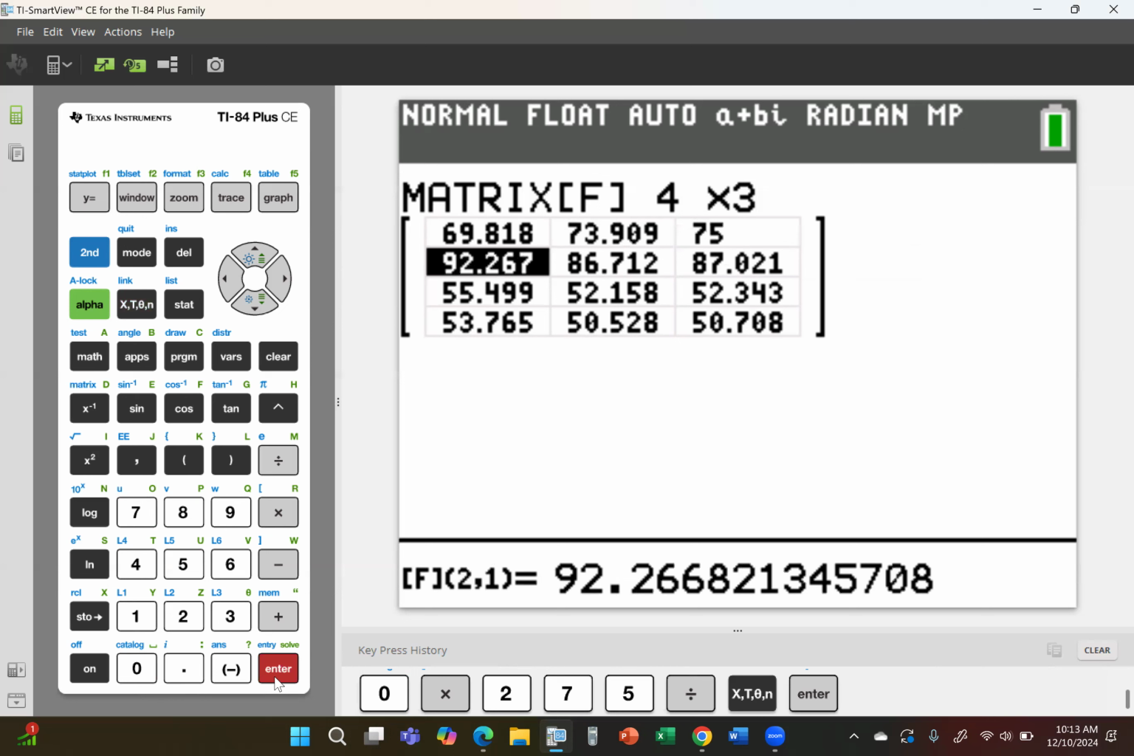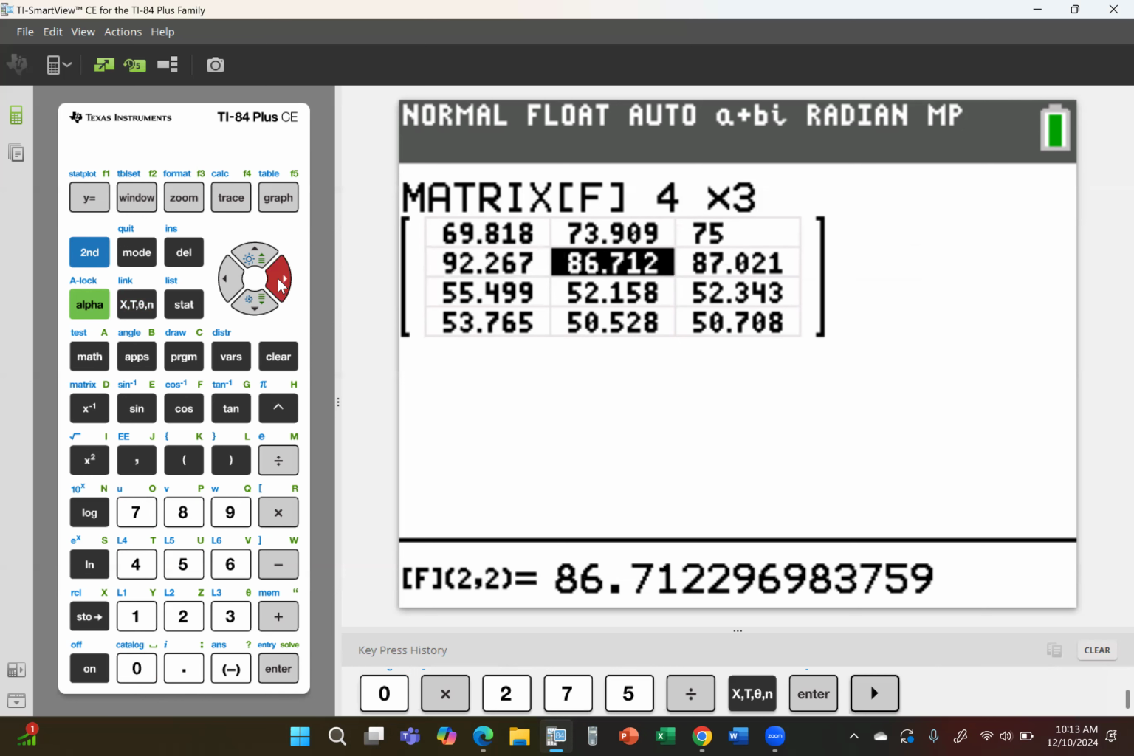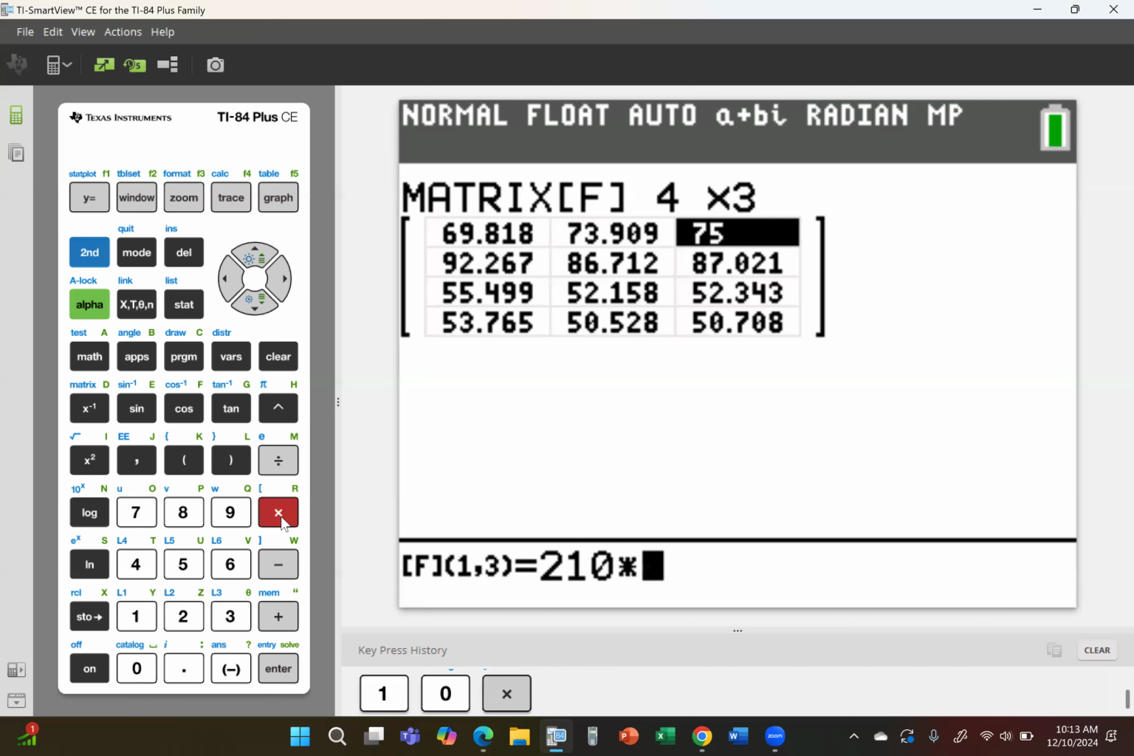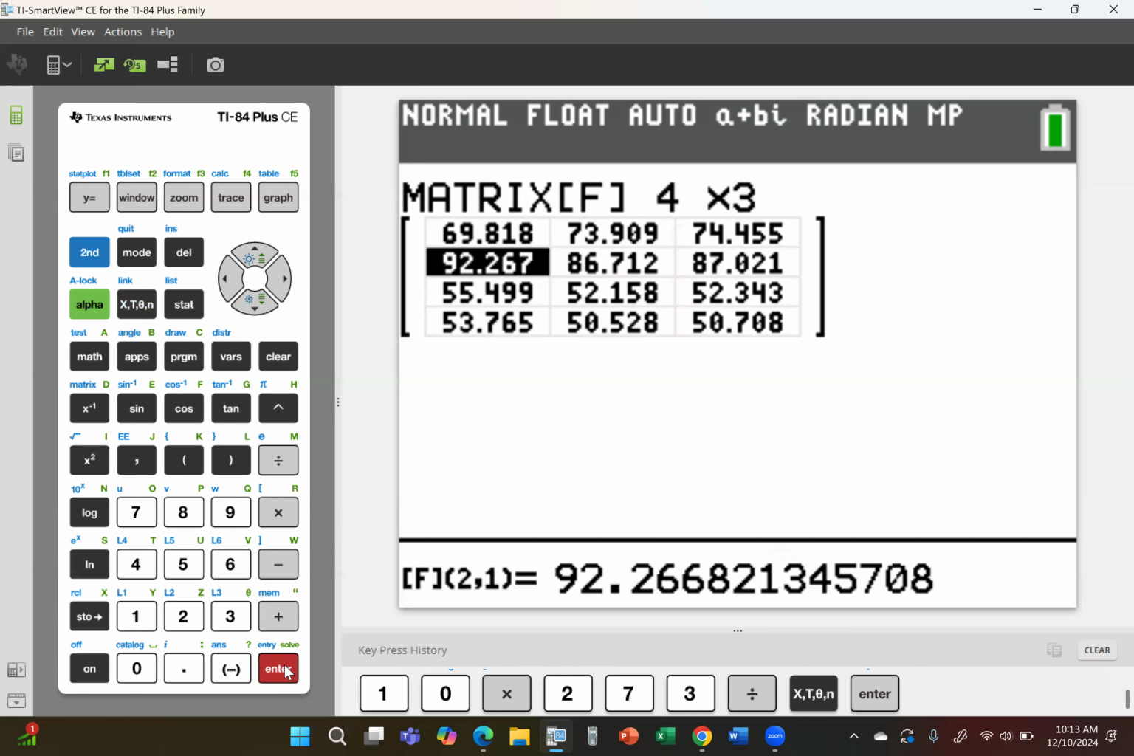I need to do that one again because my paper says 74.455. Let me do that one again. So 210 times 273. It will help if I put glasses on. I think I typed in 275. 273 divided by X. Better. Is that what you got?